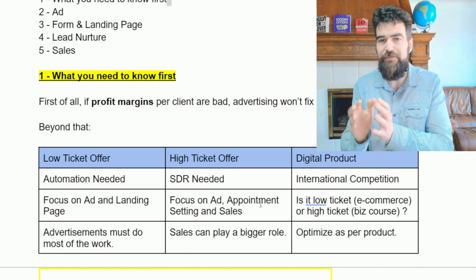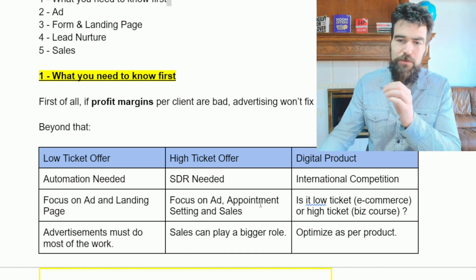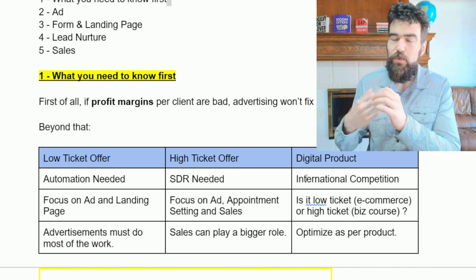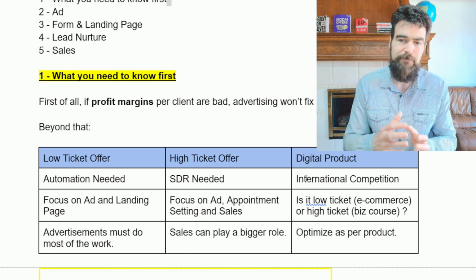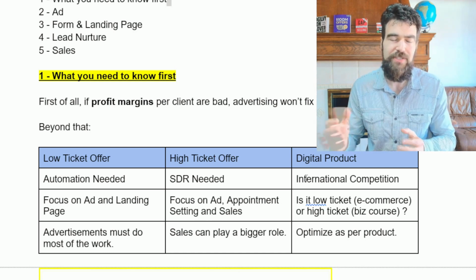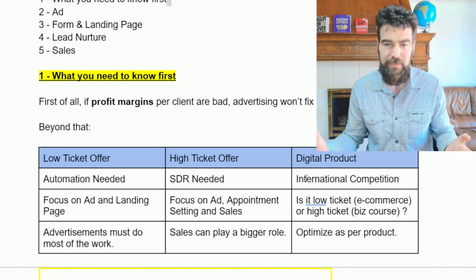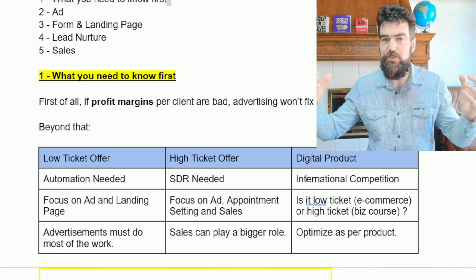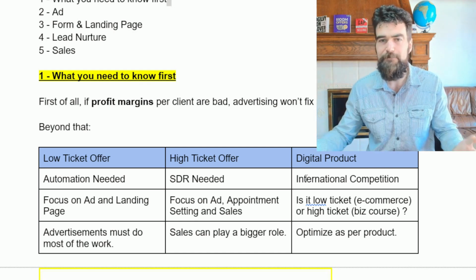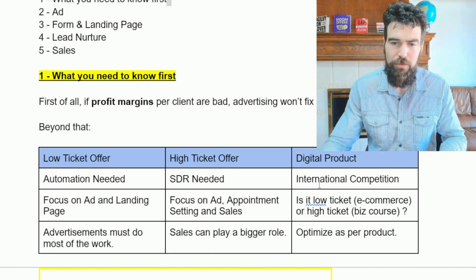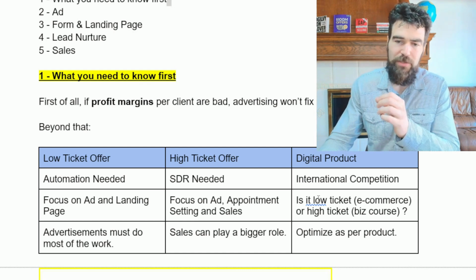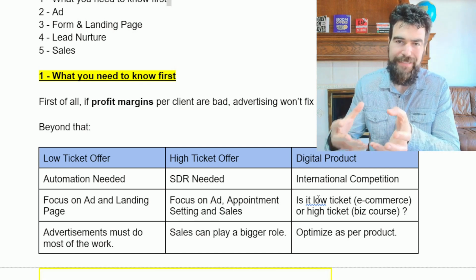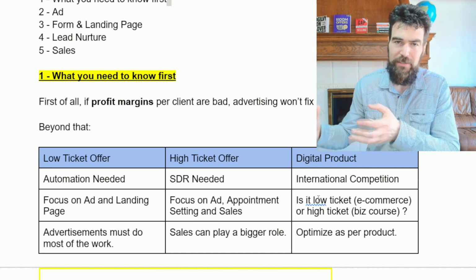Another thing is if you have a digital project, you need to keep in mind that you're now dealing with international competition. Whereas if you have a local service business, the competition is not as fierce and you're just dealing with the local market. However, there are also benefits with a digital project because you have a larger total addressable market. So there are pros and cons to both. But really, a digital project can be both low ticket or high ticket, and you kind of need to optimize per product that you're actually selling.